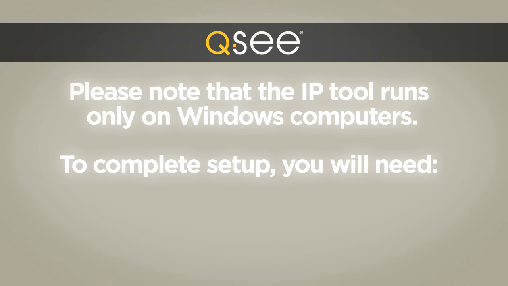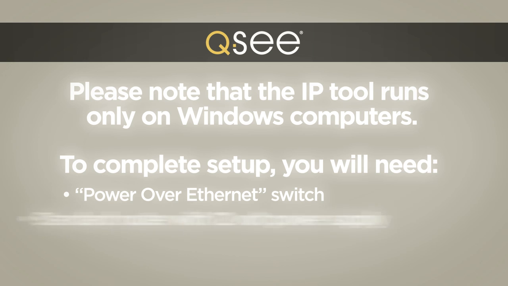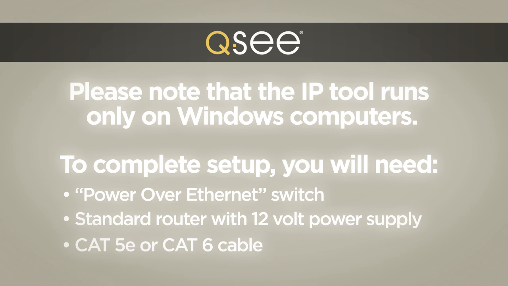To complete setup, you will need either a power over Ethernet switch or a standard router along with a 12-volt power supply to power up the camera. You will also need a Cat5e or Cat6 cable. The PoE switch, Cat5e, and Cat6 cable are both readily available in multiple retailers online and in stores.